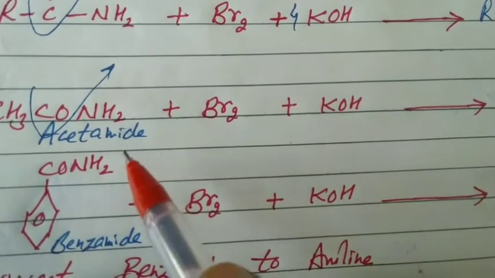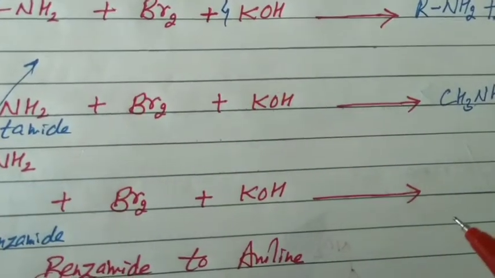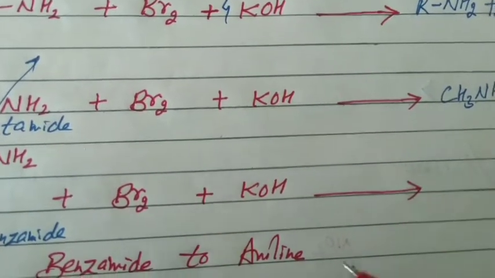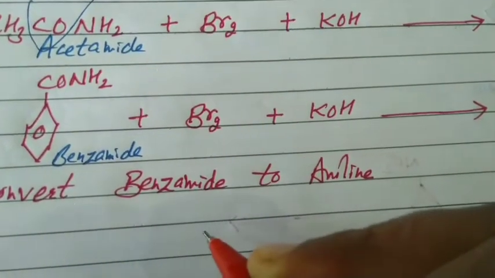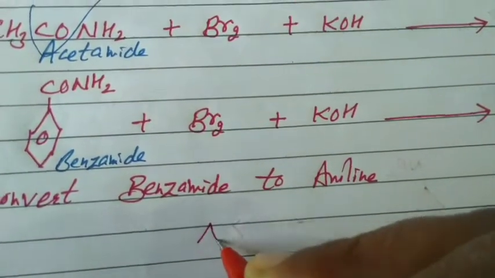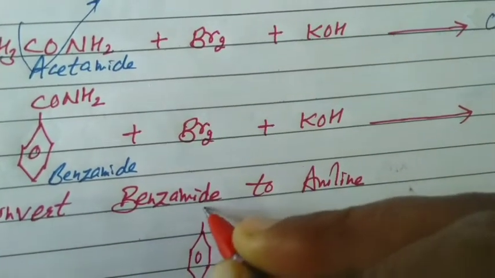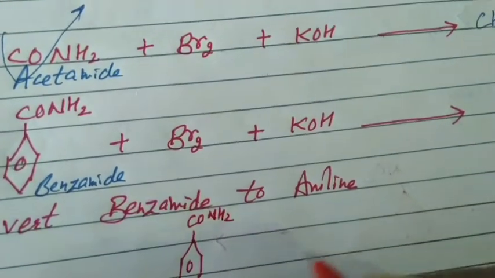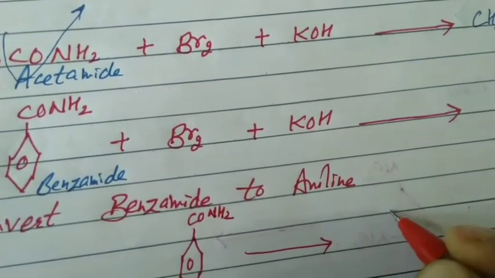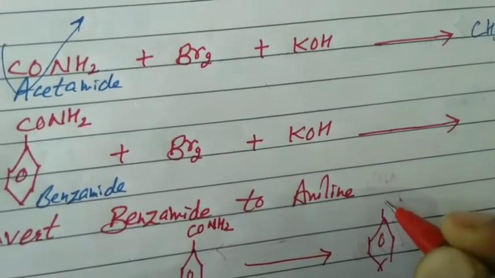Whenever we have to convert amide to amine, we always approach this reaction. That is the simple route. Convert benzamide to aniline. Students, do you know benzamide means it is the derivative of benzoic acid. Benzoic acid is C6H5COOH. Benzamide means C6H5CONH2. What we have to make? Aniline. What is the formula of aniline? You know already, C6H5NH2.